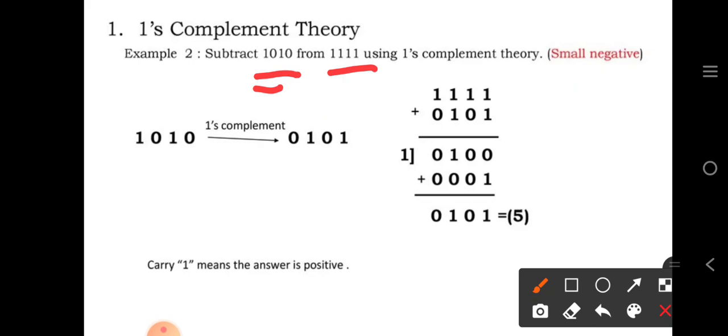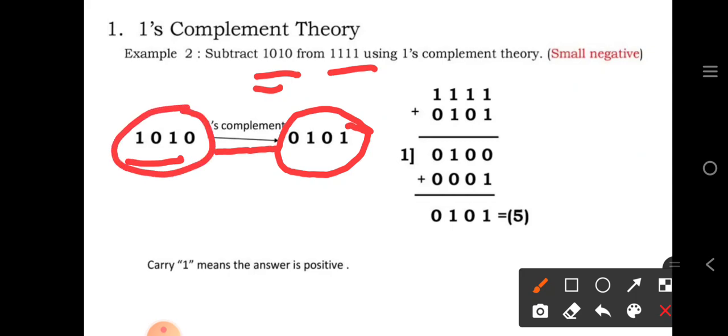To invert this number, you have to take the ones complement. Ones complement is already the inverting of that number. So 1010, when you take ones complement, it will give 0101. Now this is the negative of the given number 1010. Now you can add the negative number in the 1111.